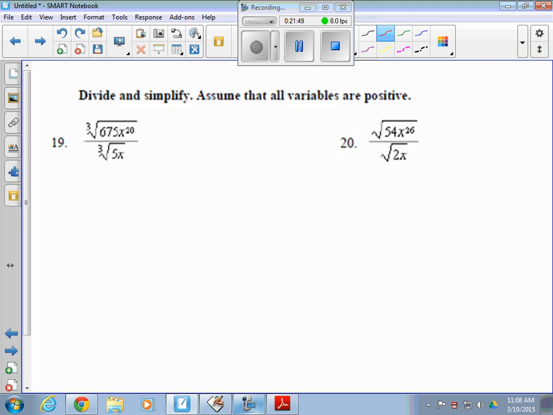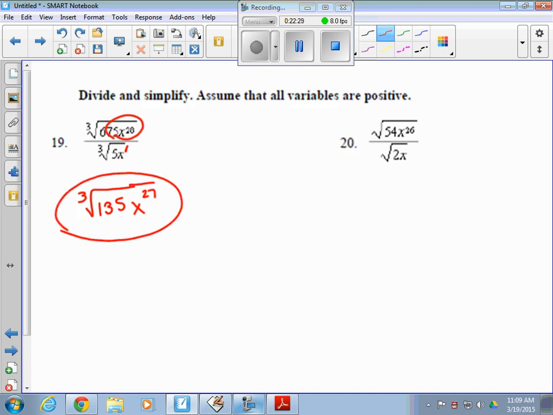Okay, dividing these, 675. Both of these are the cube root, so you can divide 675 by 5, and you get 135. So we have the cube root of 135. And then you have x to the 28th and x to the first power at the bottom. So when you divide the same bases, x and x, you subtract 28 minus 1. So it becomes the cube root of 135x to the 27th.